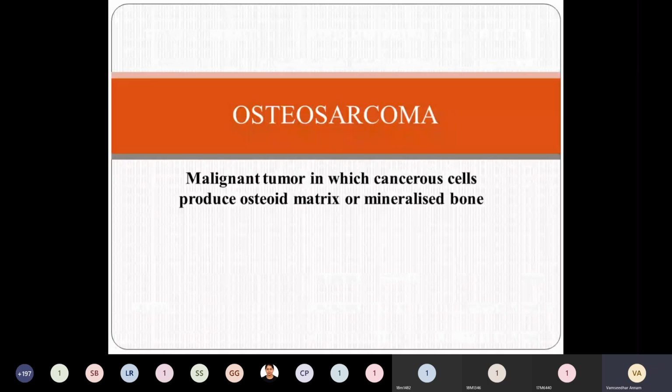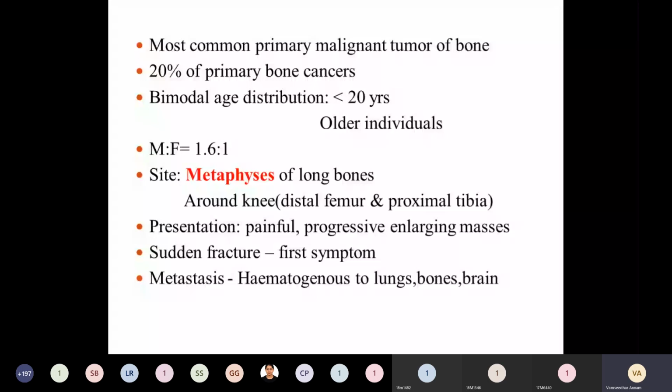Next, coming to the important topic, osteosarcoma. It is a malignant tumor in which cancerous cells produce osteoid matrix or mineralized bone. It is one of the most common primary malignant tumors of the bone, occurring in almost 20% of all primary bone cancers. It has a bimodal age distribution, that is less than 20 years or the elderly age group. Male to female ratio is 1.6 to 1. The most common site is the metaphysis of long bones. Please note down this one. Metaphysis of long bones, usually distal femur or proximal tibia.